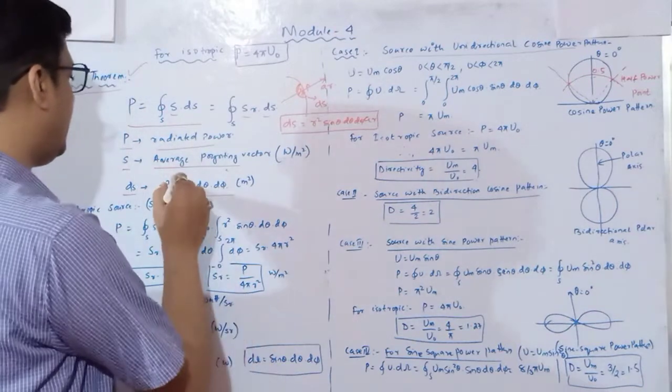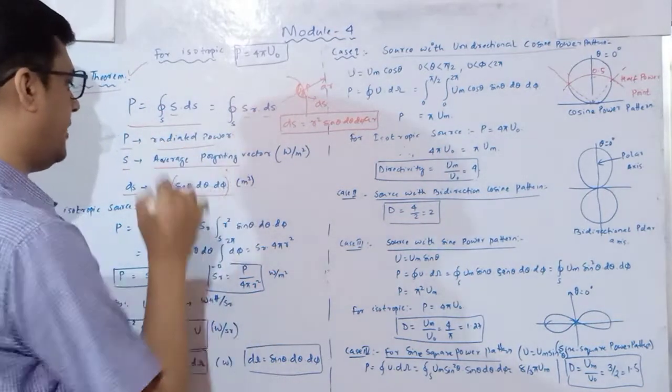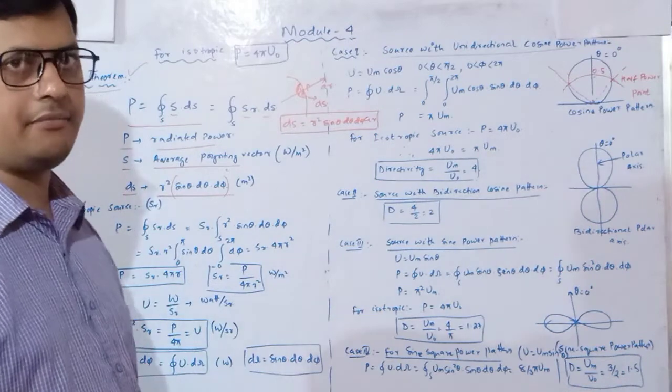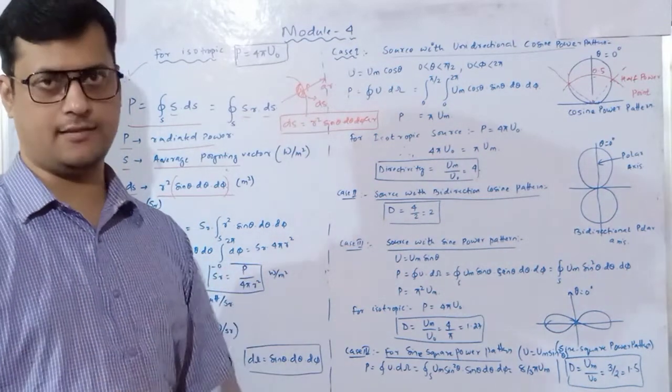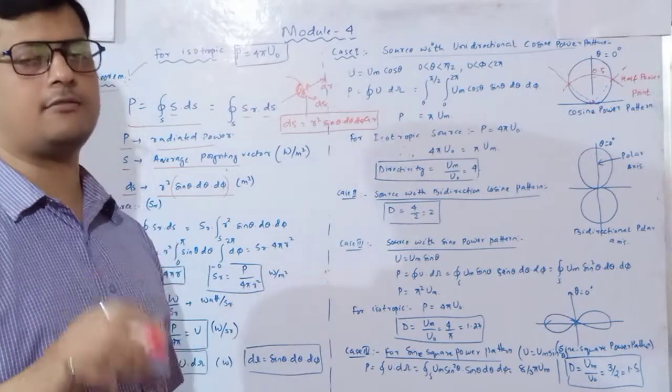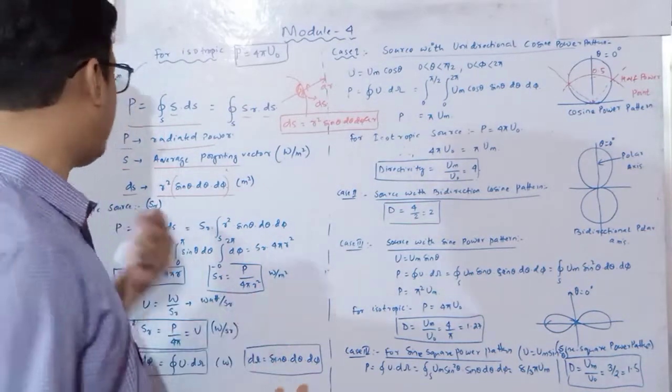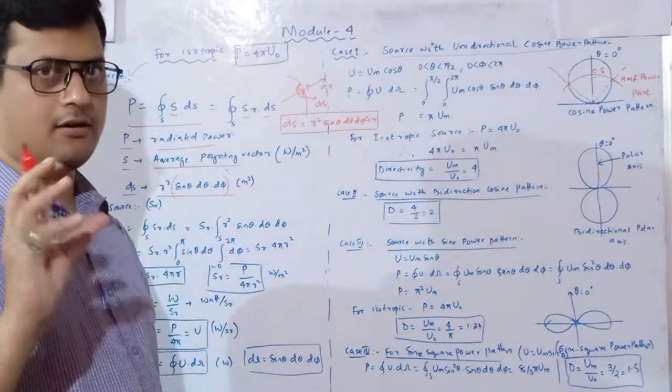If you multiply only this component, sine theta d theta d phi, it gives you the solid angle, that is d omega. So r square into d omega becomes a surface area or cross section.